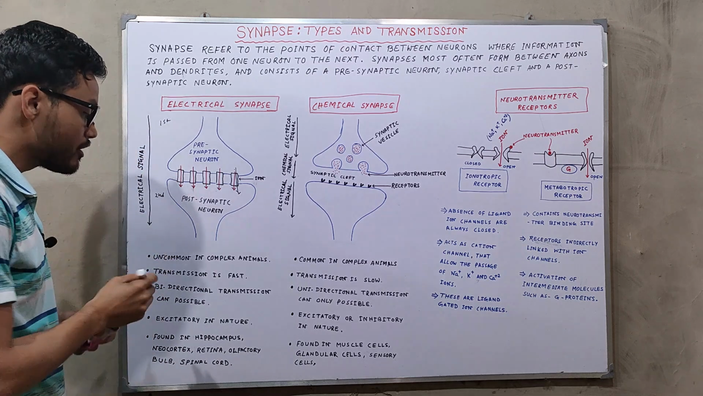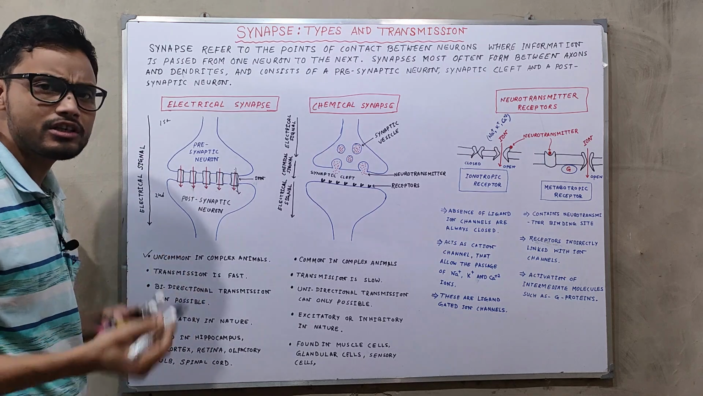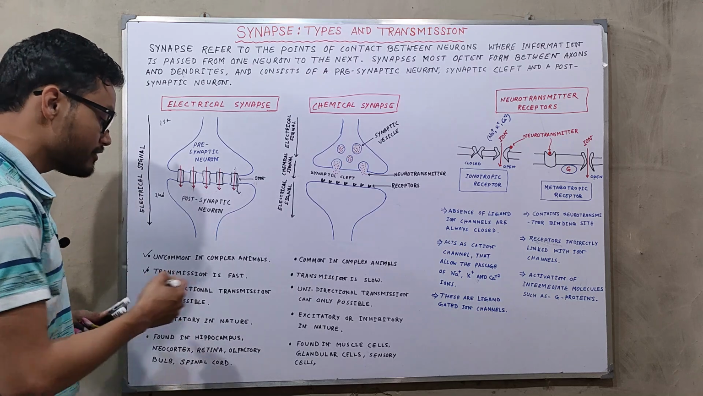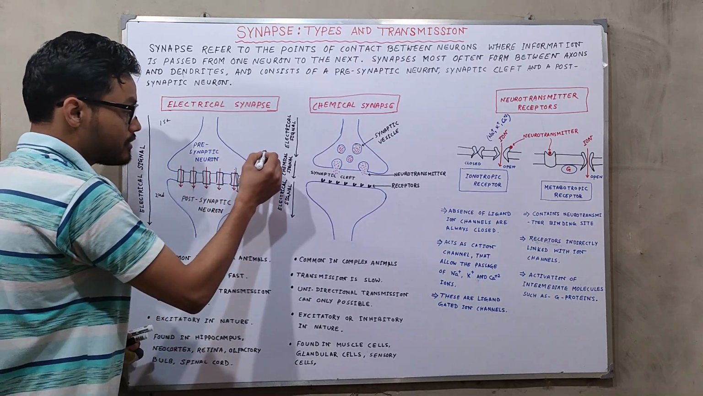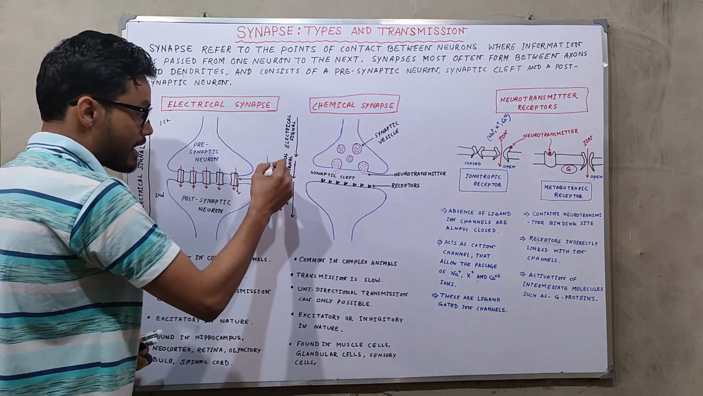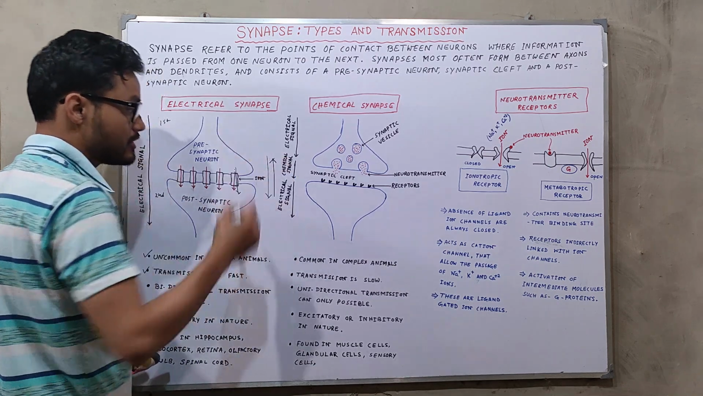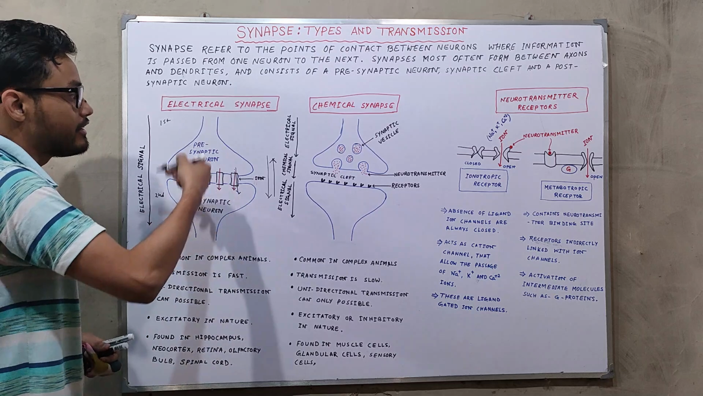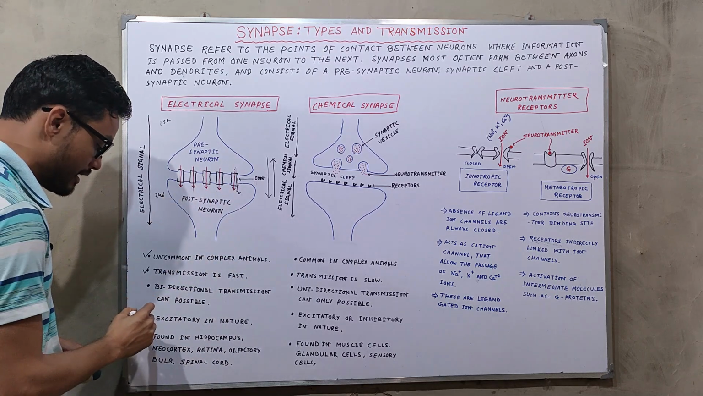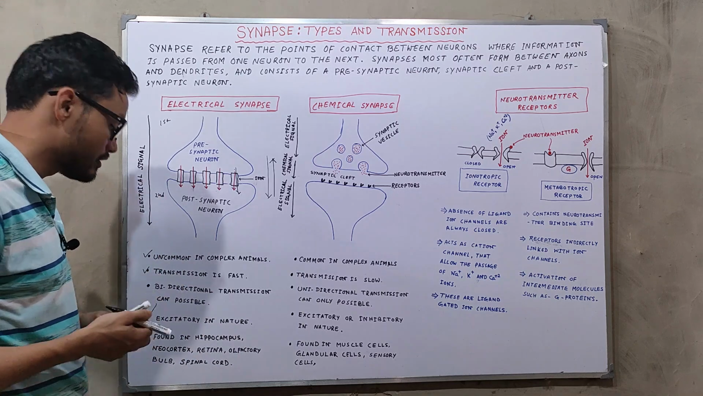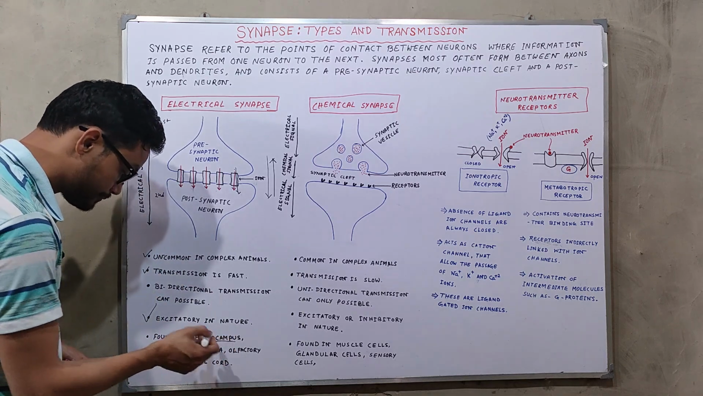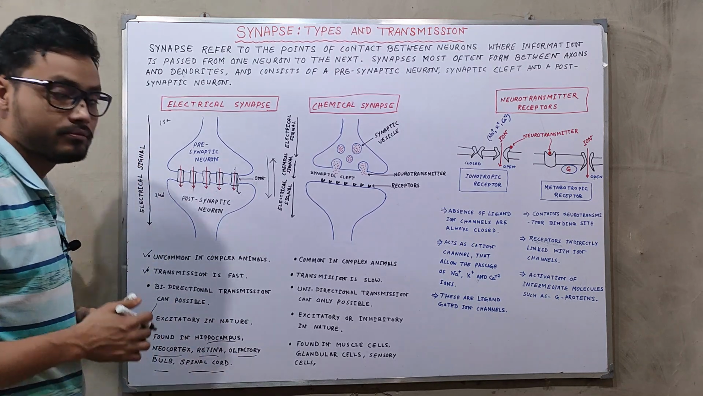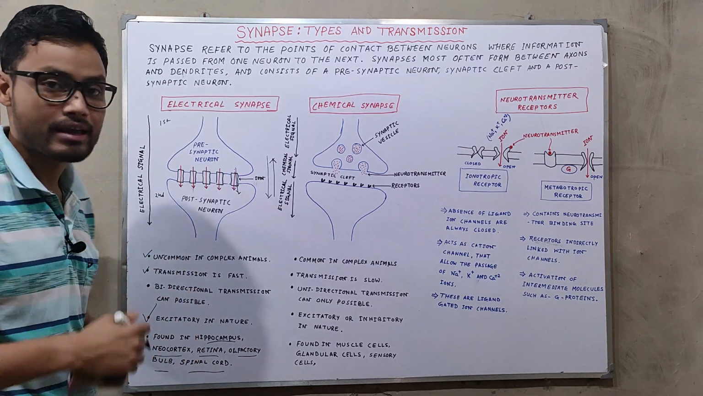It is uncommon in complex animals. Transmission is very fast, as electrical transmission is present. Bidirectional transmission is possible: from the first neuron to the second neuron, and also from the second neuron to the first neuron. Electrical synapses are always excitatory in nature and found in the hippocampus, neocortex, retina, olfactory bulb and spinal cord. These are the places where electrical synapses are present.